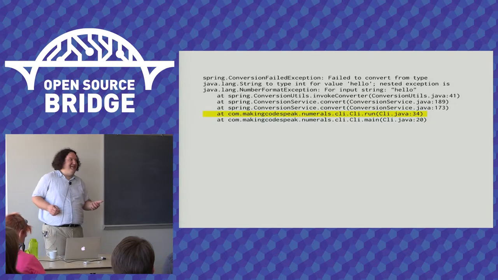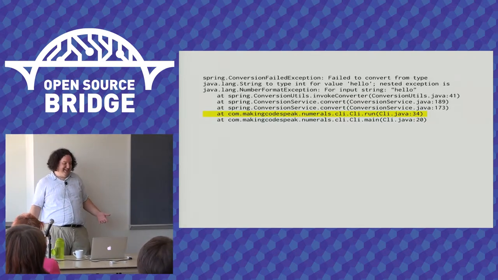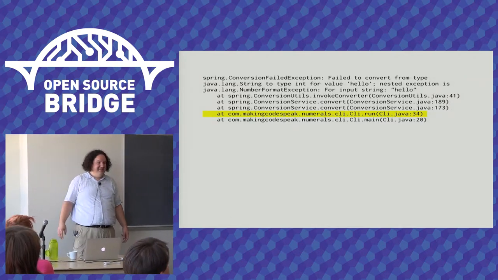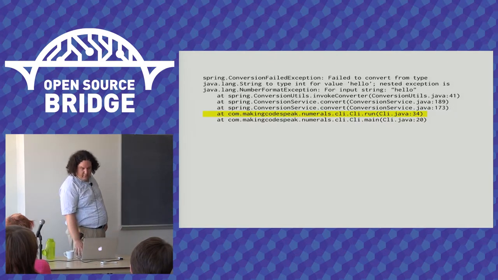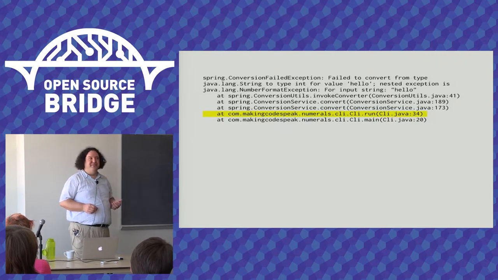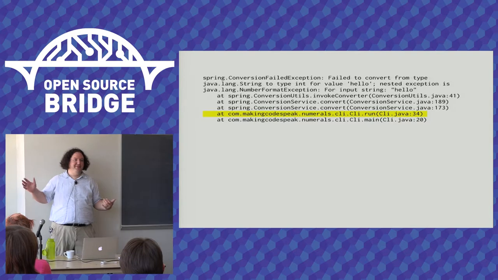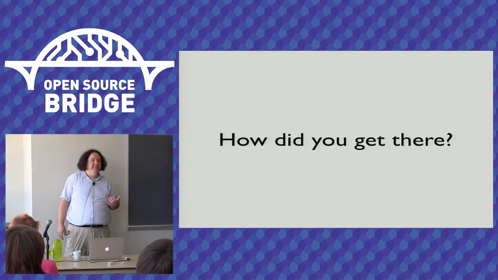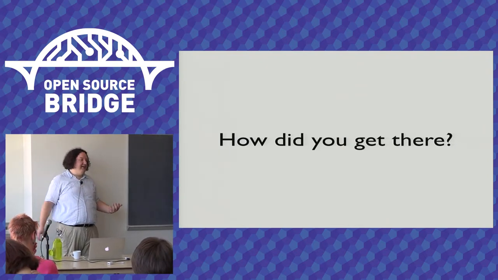So that's a lot of time on the inside layers of the stack trace. There's also the outside end of things, which normally tends to be a little less interesting because it's further away from what failed, but it can be helpful in a few cases, if you need to know how you got there.